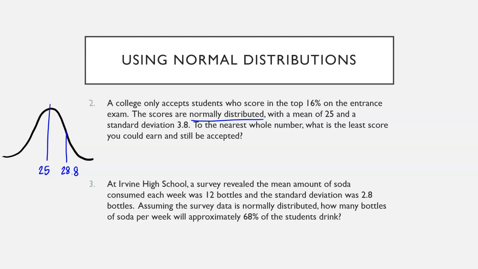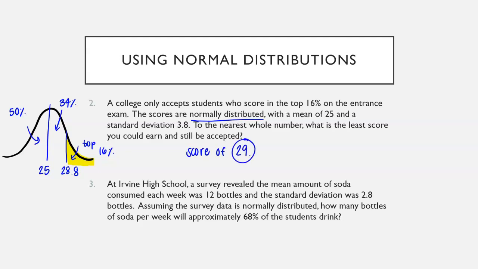We want to know the top 16%. Everything below 25 would be 50% of the students. Between 25 and 1 standard deviation above the mean, like we saw on the previous slide, this was equal to 34%. That means that the top 16% would be everyone above 1 standard deviation above the mean. That would be the top 16%. So to the nearest whole number, the least score you can earn would be a score of 29.